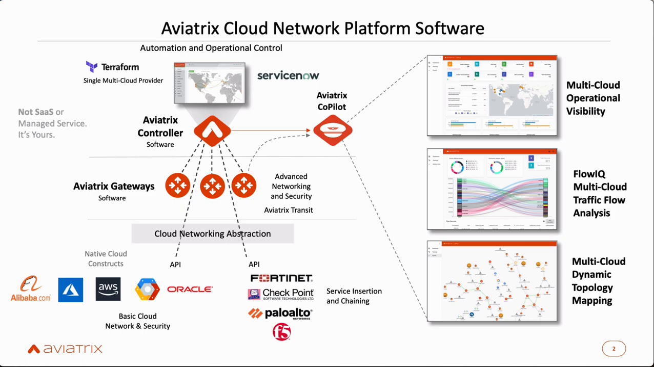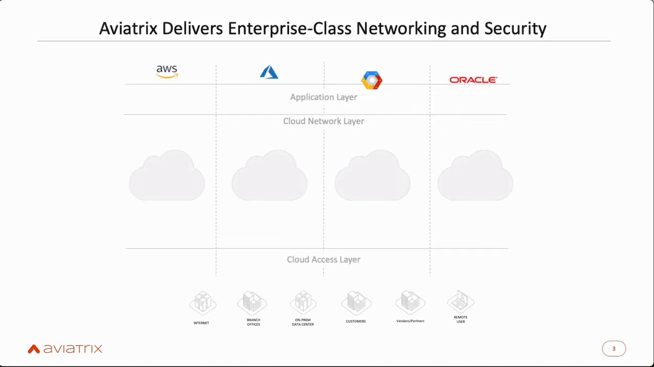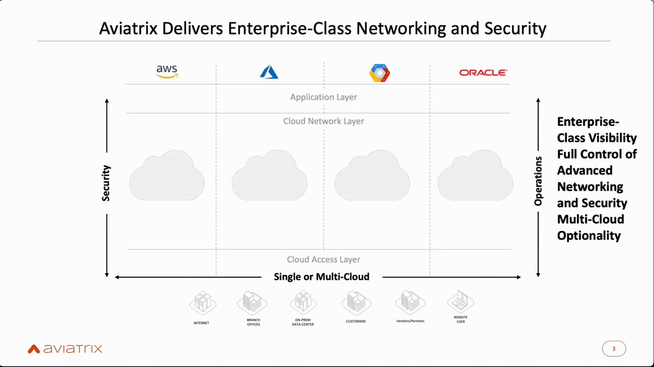Now that you understand the different components that make up the Aviatrix platform, let's talk about where we sit in the architecture. What you see in this slide is a multi-cloud architecture that is simplified down to three basic layers. The application layer, where the applications reside, like virtual machines and EC2 instances or containers. And then you have a cloud access layer that's really responsible for getting your on-premise architecture connected into the cloud. And then you have the cloud network layer. This is where Aviatrix resides.